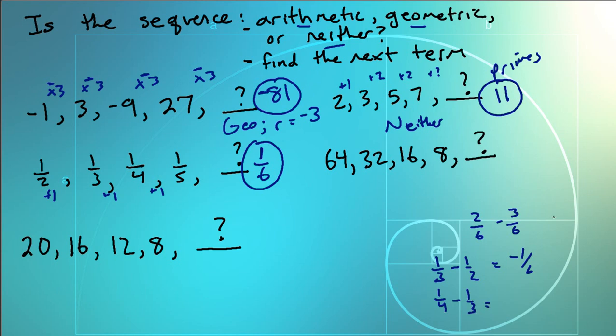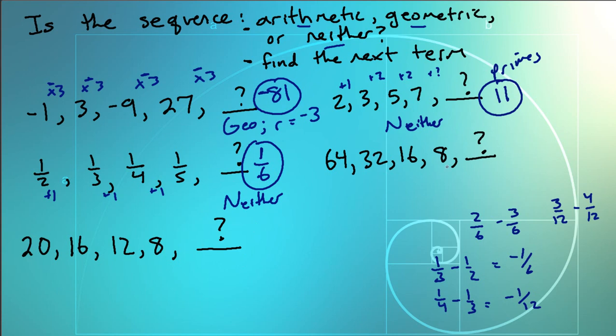Well, I need a common denominator. It's 12. So times 3 right here, and times 4 right here. And if I subtract those, I get negative 1/12. All right, so there's no need to go on. It looks like it might have been arithmetic, but it is not. So it's neither arithmetic nor geometric, even though there was a clear pattern there.